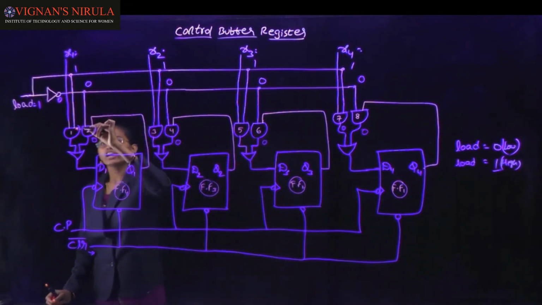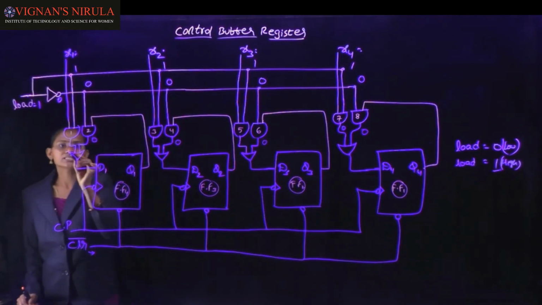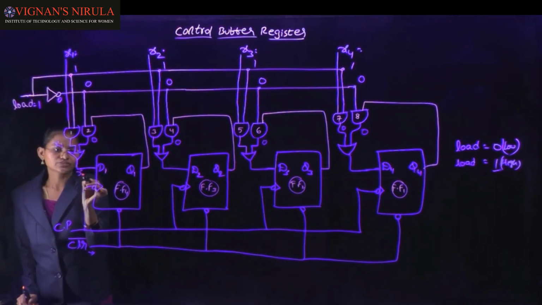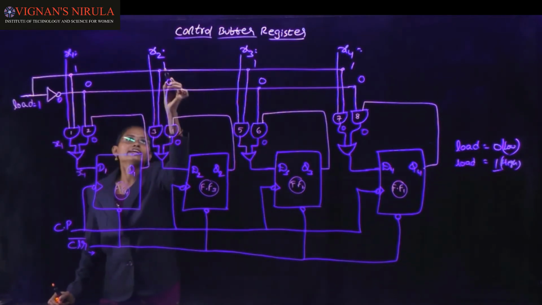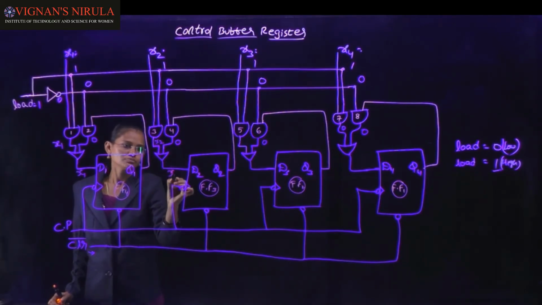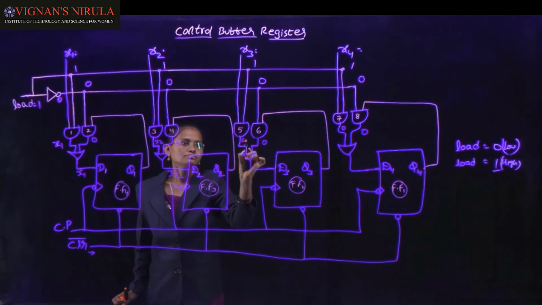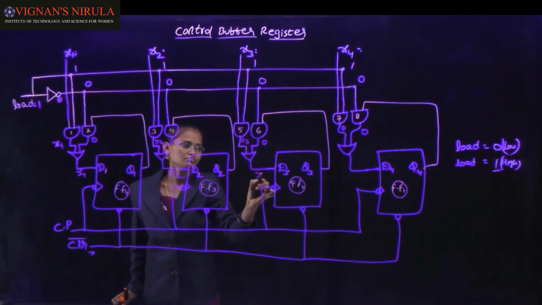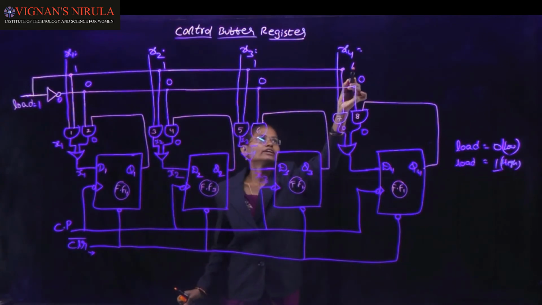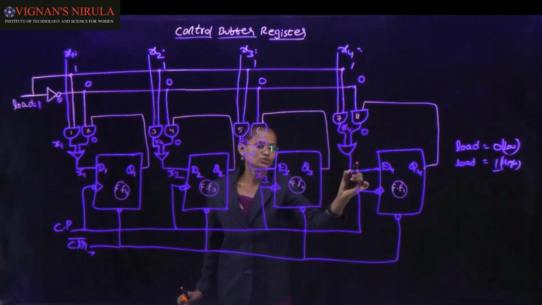And next if any of the input is high, AND gate output is also high. Here 1 into x1 is x1. 0 plus x1 is x1. And next 1 into x2, that AND gate output is x2. 0 plus x2 is x2. And next 1 into x3 is x3. 0 plus x3 is x3. And next here 1 into x4 is x4. 0 plus x4 is x4.